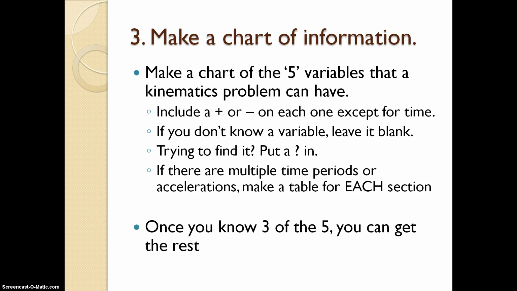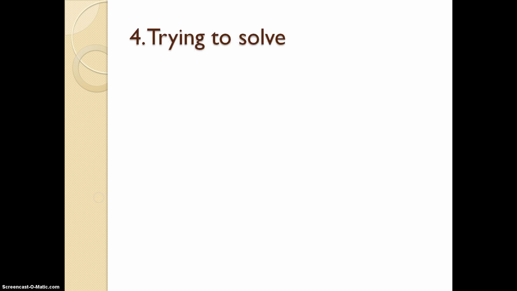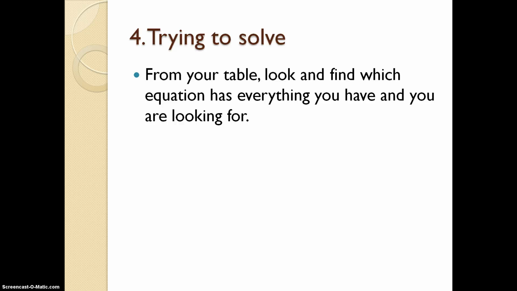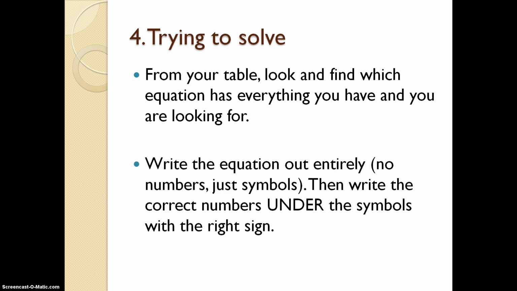Finally, once you know 3 of the 5, you can find the other 2. So once you know 3 of them, you can use equations to figure out the other 2 that you need. Step 4, try and solve. From your table, find what you're looking for and everything you have, and choose the correct equation.